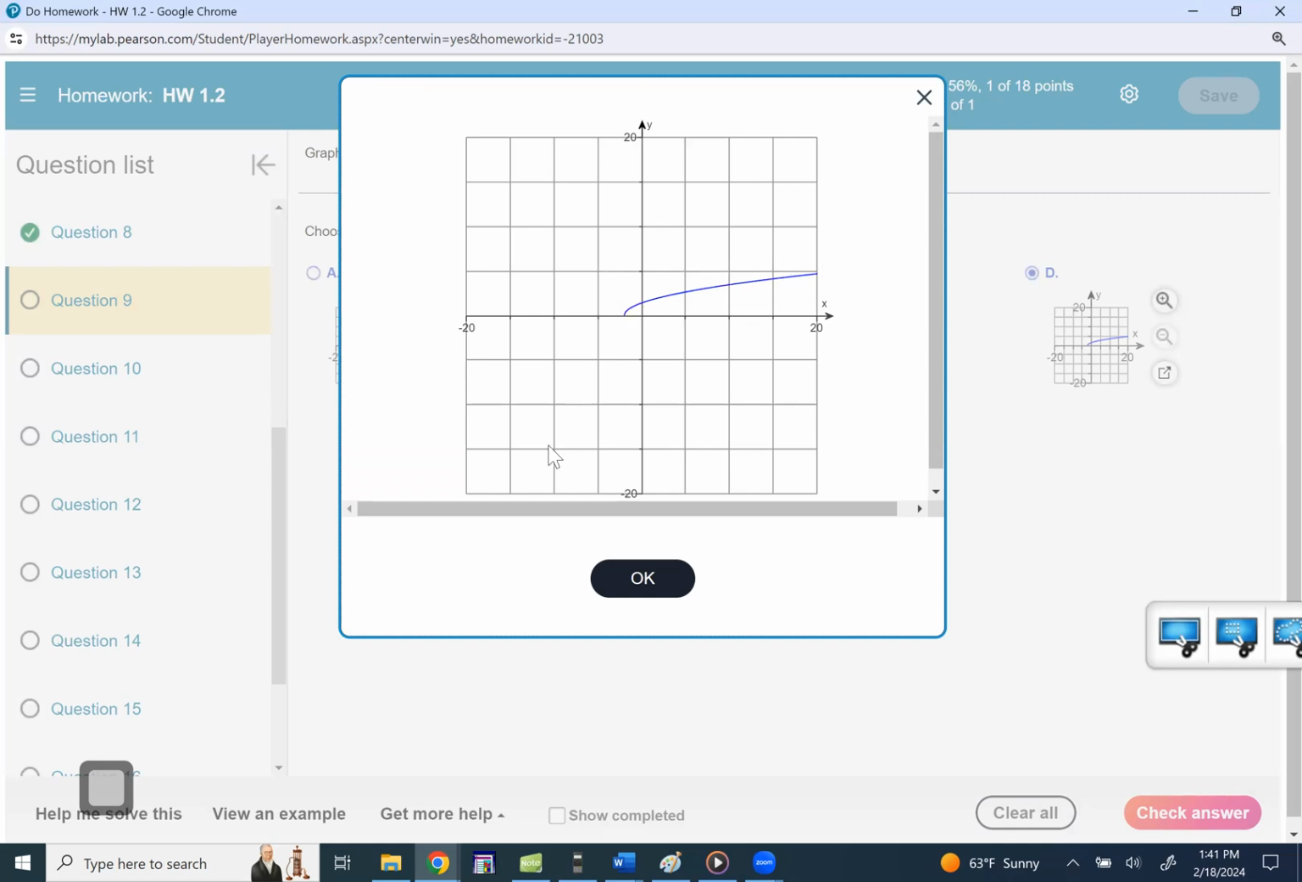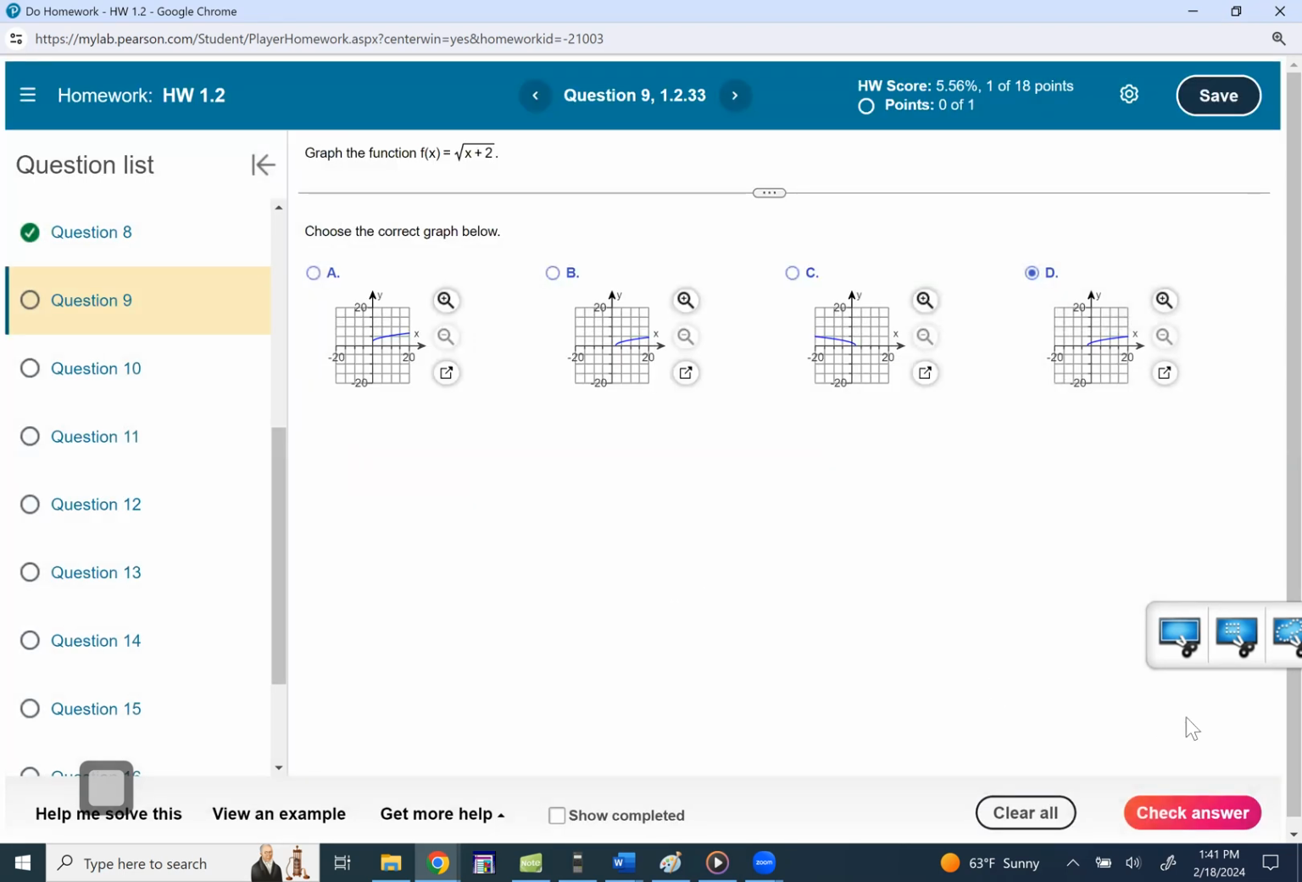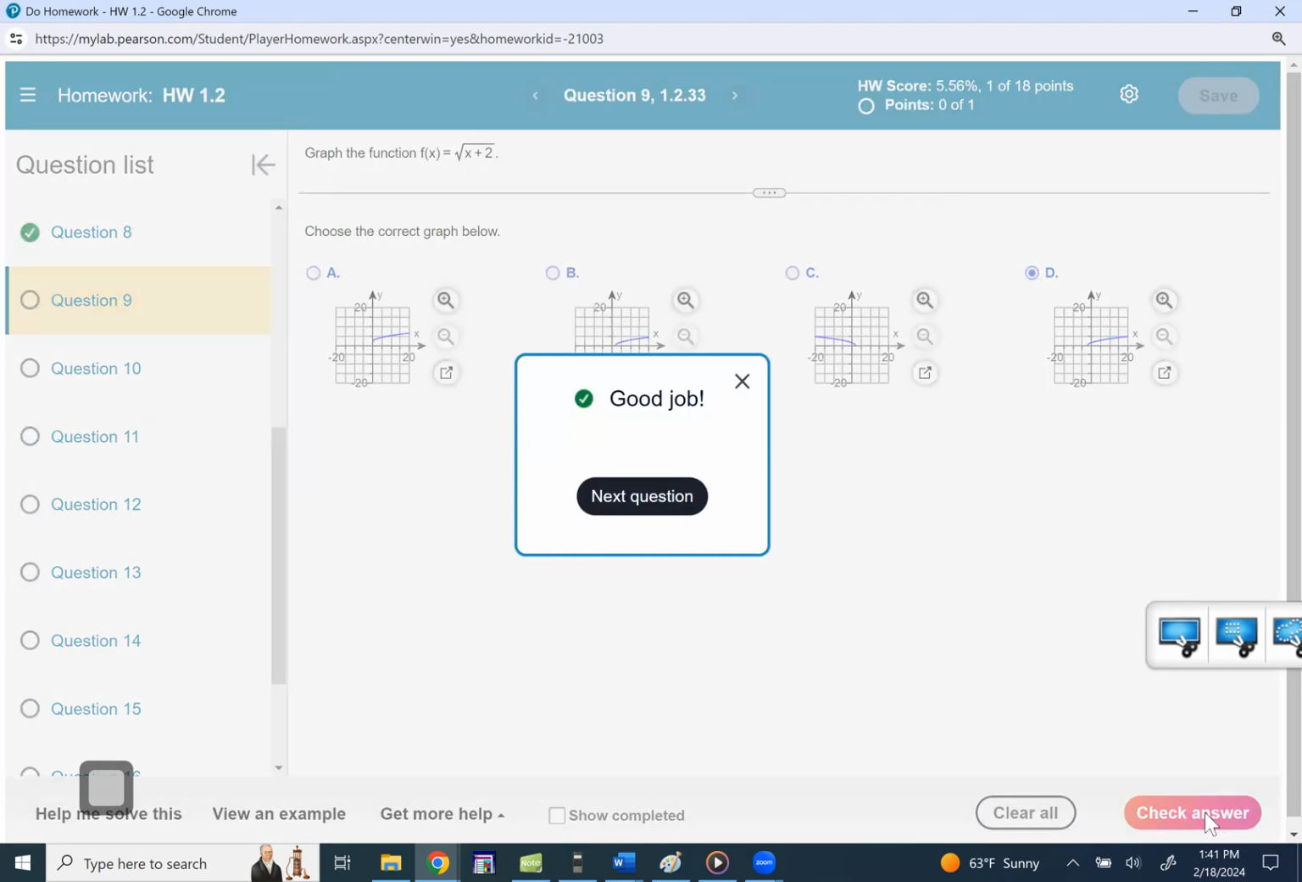Remember, we said we don't have any values to the left of -2. Remember, we tried -3 and we got a negative under the root. So we know all the values, if this is -2, have to be to the right of it. So it looks like we're going to go ahead and pick D for our problem here.